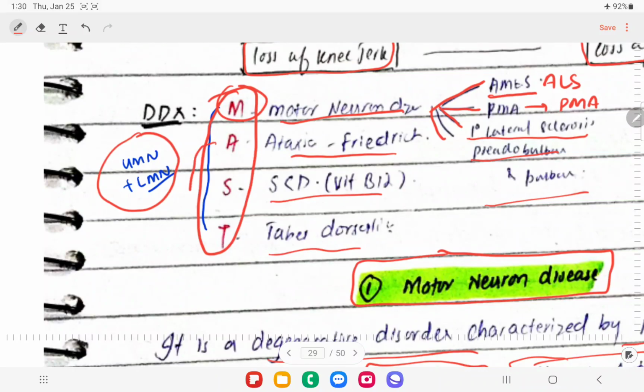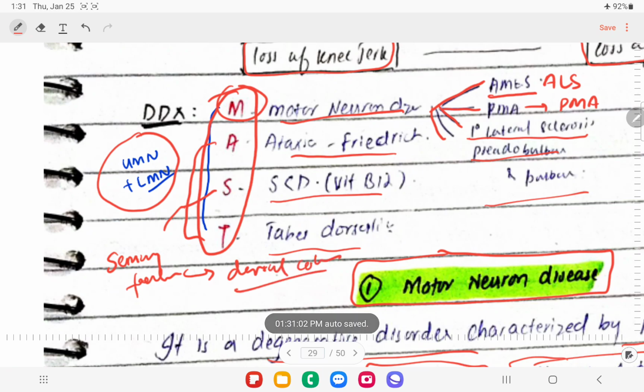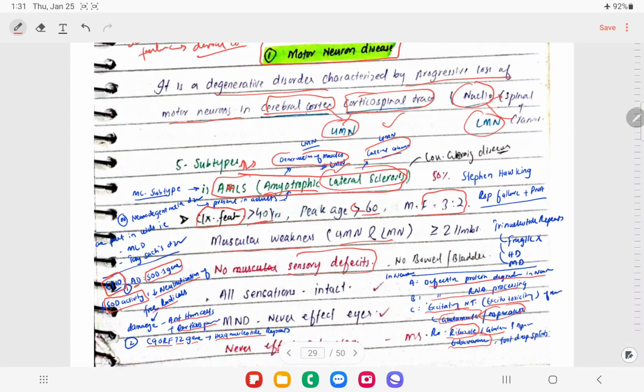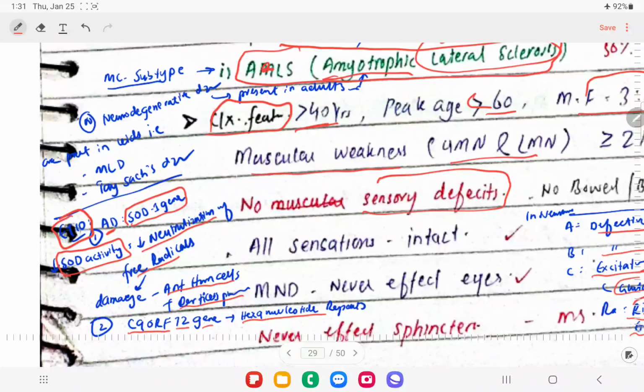If we talk about Friedreich ataxia, subacute combined degeneration, and tabes dorsalis, we're going to get the sensory features as well, right? Because in all of these three diseases there is involvement of the dorsal column of the spinal cord. I'm going to discuss that subsequently, right? In motor neuron disease, sensations remain intact in these patients. It never affects the eyes and it never affects the sphincters, right?